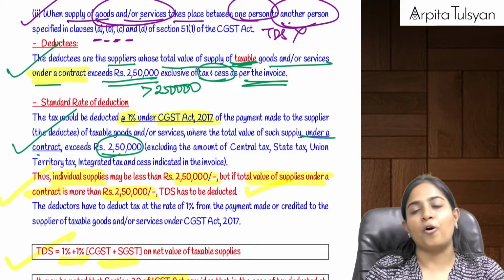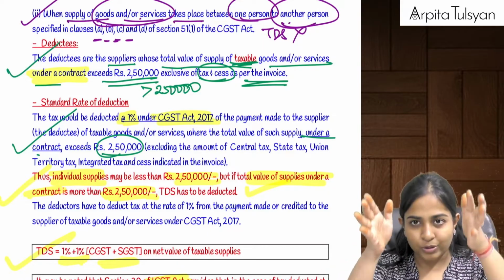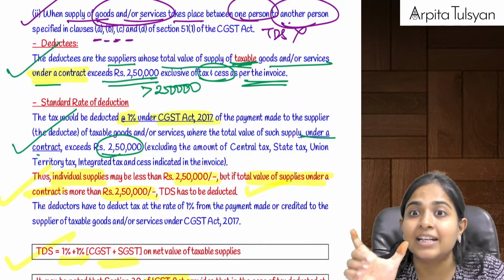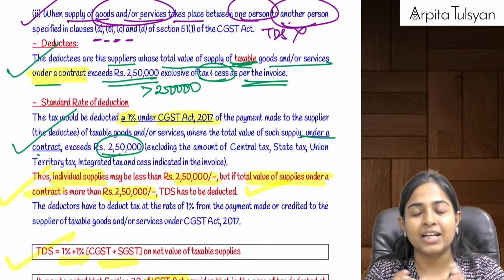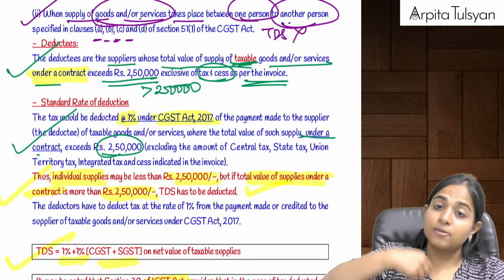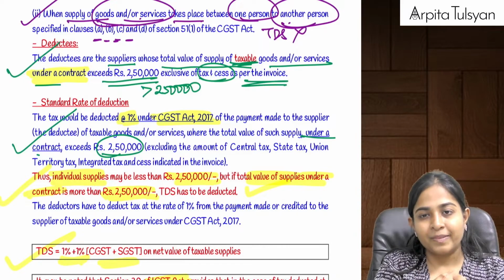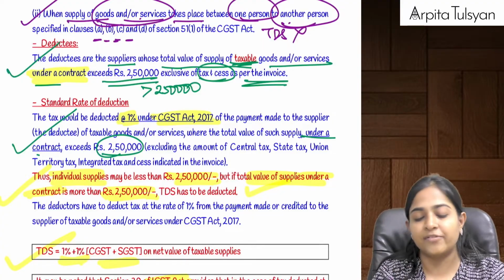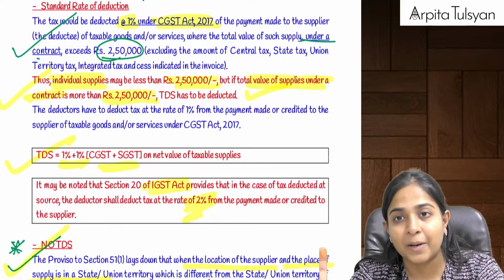Apart from that, if the supplier has provided goods or services to these recipients, and if the contract value, not individual supply value, if the entire contract value of such taxable goods and services exceeds rupees 2,50,000, excluding GST and cess, then in such a case, we at least know that TDS provisions have become applicable.